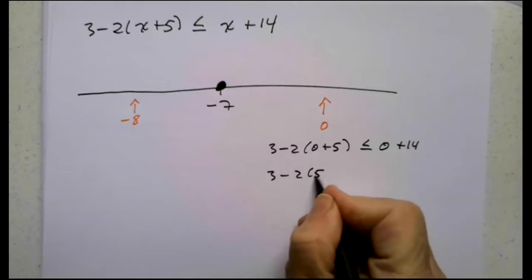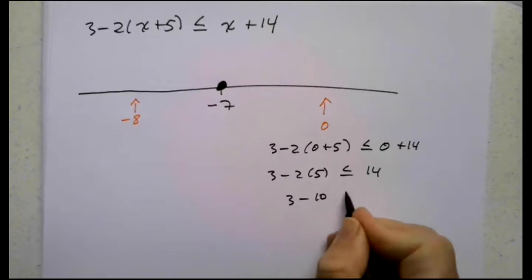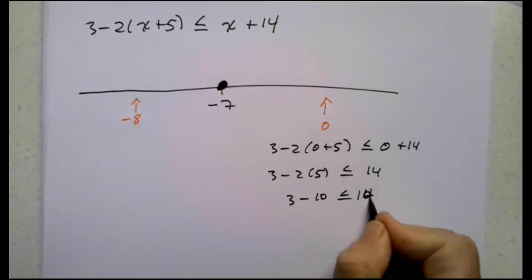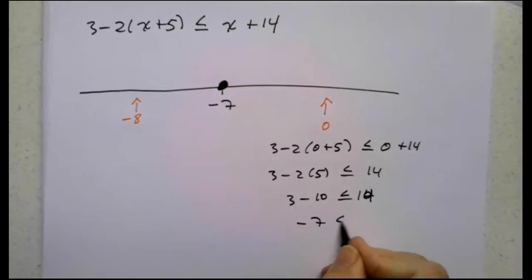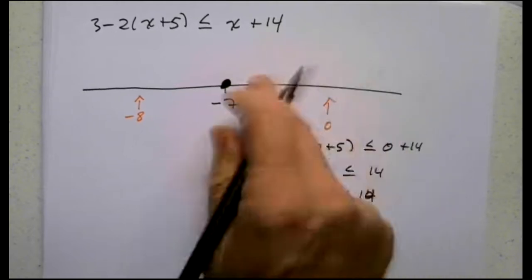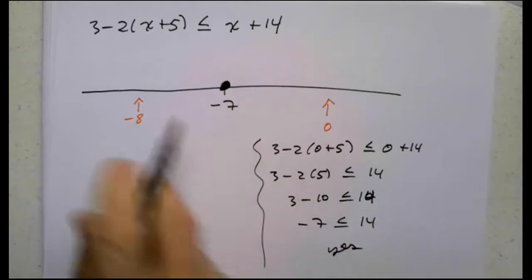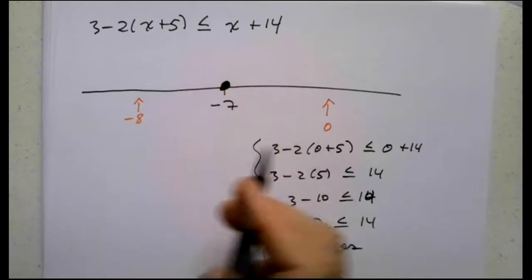3 minus 2 times 5, is that less than or equal to 14? Is 3 minus 10 less than or equal to 14? Is -7 less than or equal to 14? Yes, owing 7 is worse than having 14, that's yes. So I believe I'm going to shade to the right. But let's make sure, let's plug -8 in and make sure that one is false.